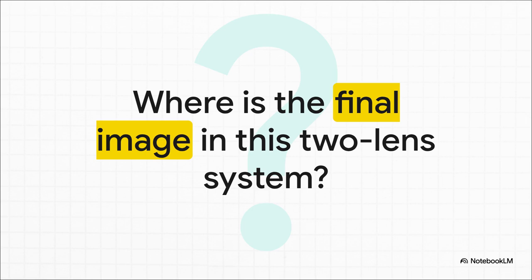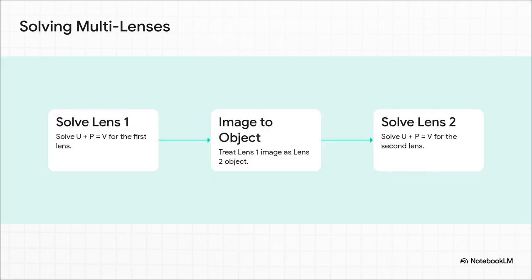You have an object sitting half a meter left of a +4 lens, and then a whole meter behind that is a +3 lens. How on earth do we find the final image? The secret here isn't some complex new formula. It's just a simple algorithm.